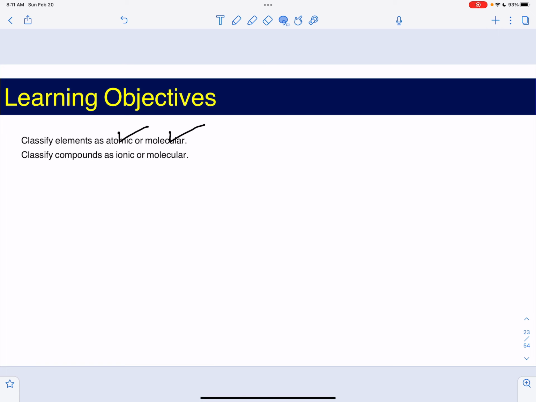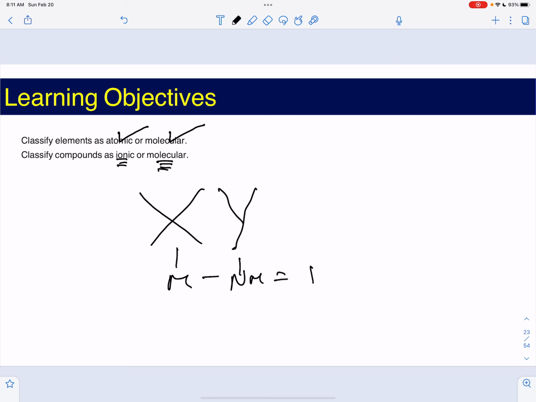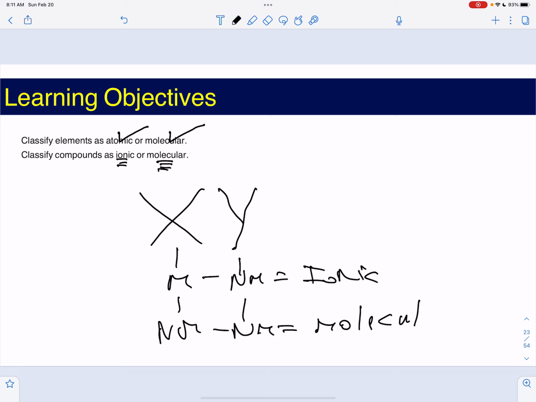And then we classify the compounds as ionic or molecular. We said that if you have a compound, two or more elements that are different, if this is a metal and this is a non-metal, then you have ionic. If this is a non-metal and a non-metal, then you have molecular. And you have to know which is which by looking at the periodic table.